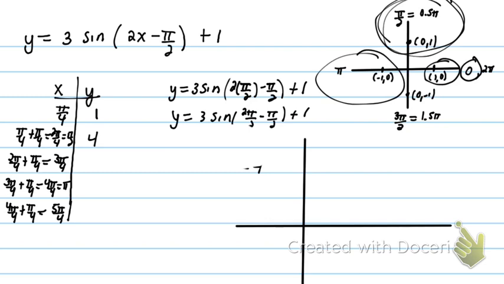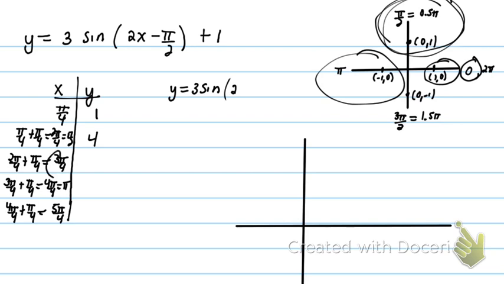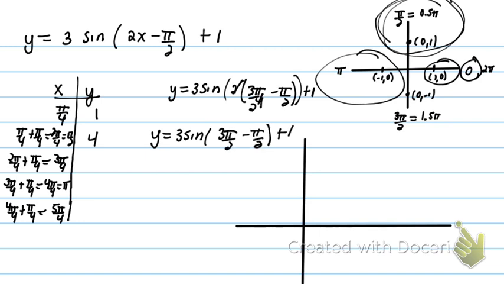All right, let's plug in the 3 pi over 4 next. So we're working with this one. We've got 2 times 3 pi over 4 minus pi over 2, and then plus 1. This will cancel down to a 2. So you've got 3 times the sine of 3 pi over 2 minus pi over 2, and then plus 1. 3 pi minus pi is what? 2 pi divided by 2 is pi. You guys all right? Again, what's your y coordinate here?